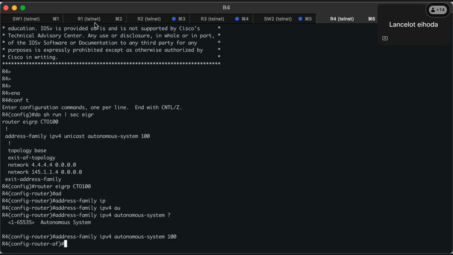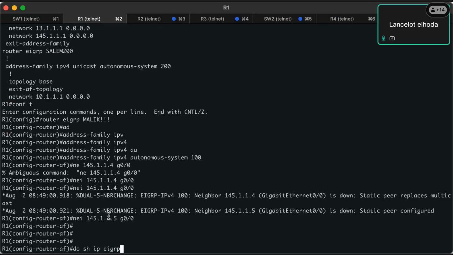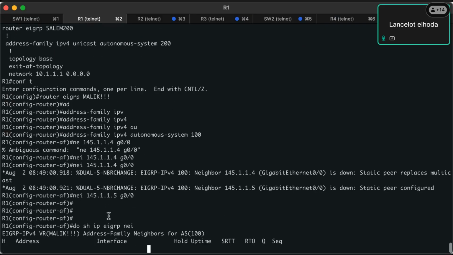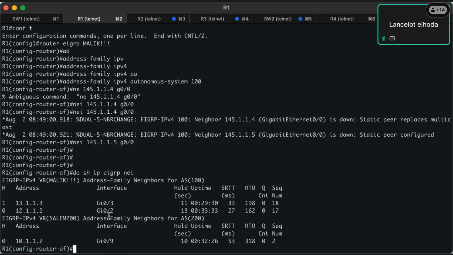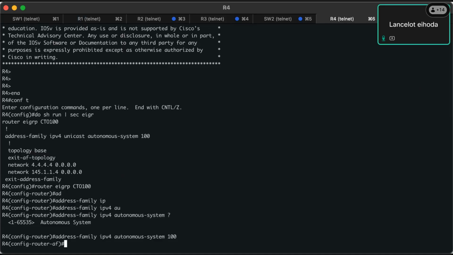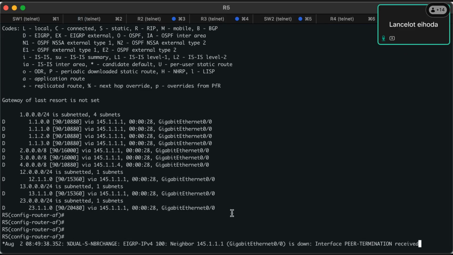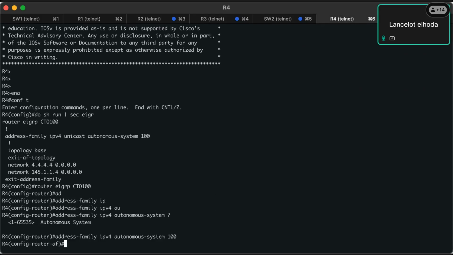Now, because we replace this, if we do a show IP EIGRP neighbors here, you notice that router 4 and 5 have been knocked out because one side is doing multicast, the other side is doing unicast. So let's see if we can go and fix it. We can see that we actually did a termination when that happened.